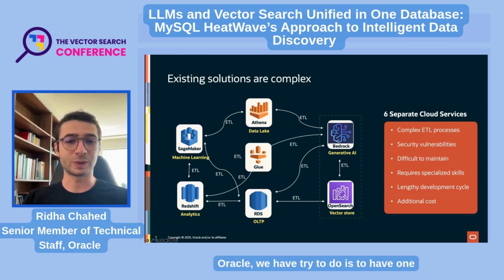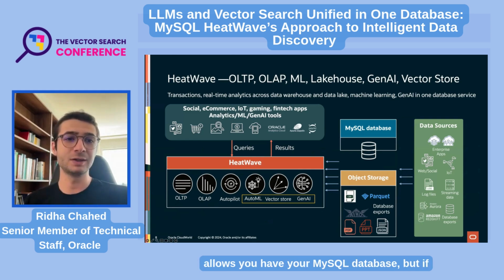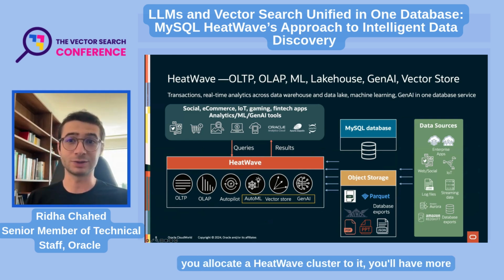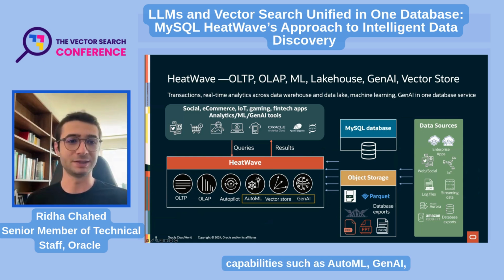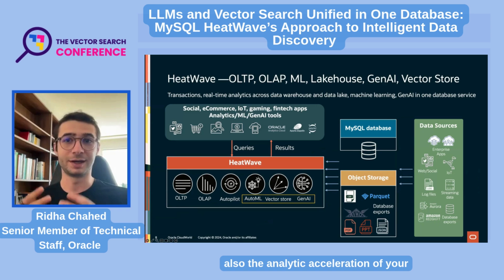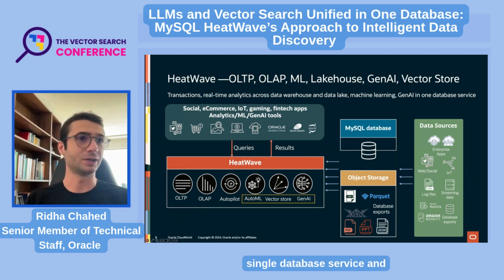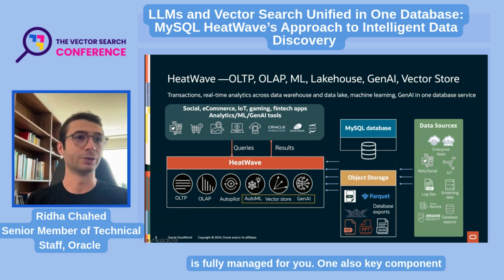So at Oracle, what we try to do is to have one service, MySQL HeatWave, that allows you to have your MySQL database. But if you allocate a HeatWave cluster to it, you'll have more capabilities such as AutoML, GenAI, having the OLTP, but also the analytic acceleration of your queries. So all of this is built within one single database service and is fully managed for you.